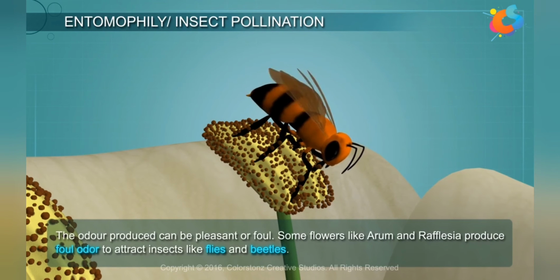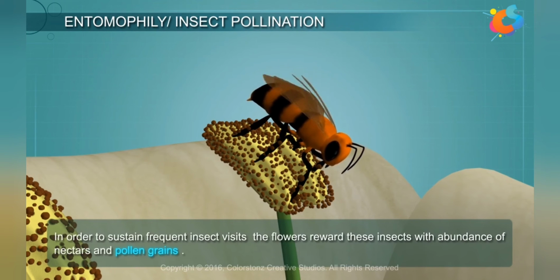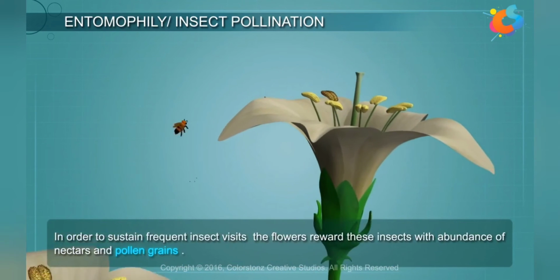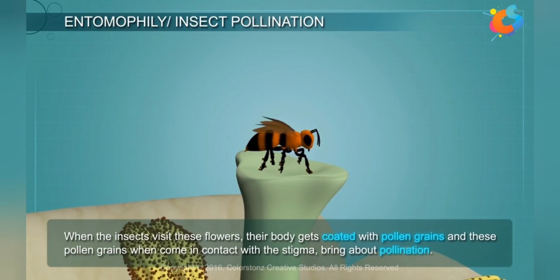For harvesting the rewards from the flower, the insect comes in contact with the anther and the stigma. The body of the animal gets a coating of pollen grains, which are generally sticky in these flowers. When an insect carrying pollen on its body comes in contact with the stigma of the flower of the same plant or another plant, it brings about pollination.